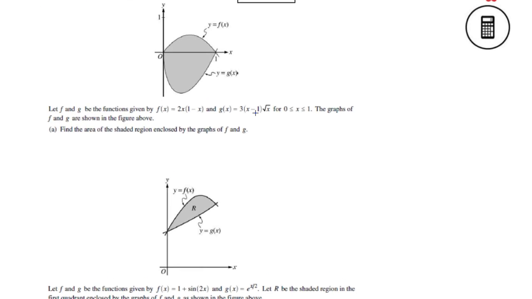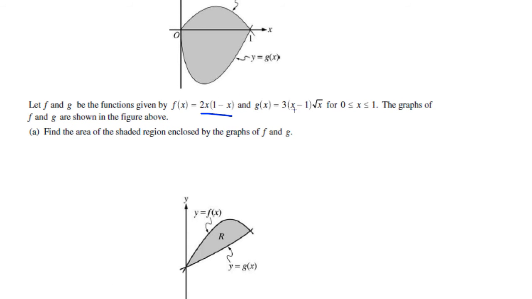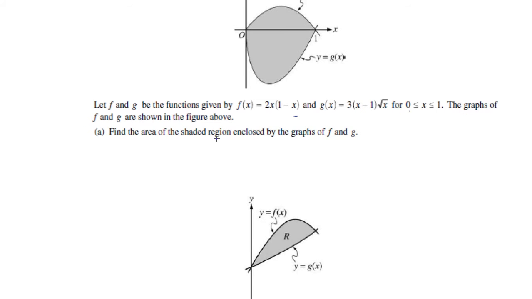Let's jump right in. We have a function on the top, a function on the bottom, and it gives us our functions there and there. Find the area of the shaded region enclosed by the graphs. So we don't even need to find the intersection point because it tells us it's 1. So our integral is going to be between 0 and 1. Let's write it down. Our integral between 0 and 1.